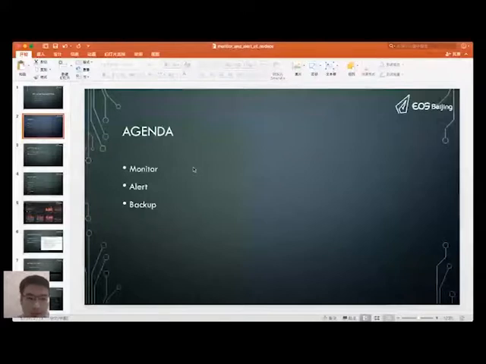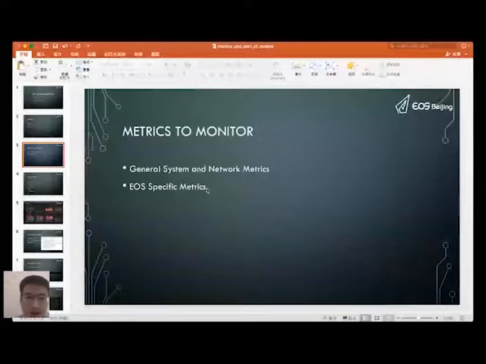So I think there are two kinds of metrics that we would like to monitor. Because EOS is a process that runs on the Linux system, first, there are some general system and network metrics that we would like to collect. And the second kind is that we would like to collect some EOS specific metrics.